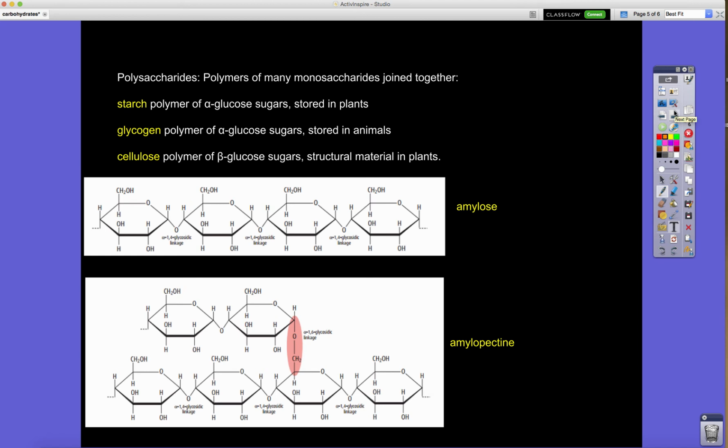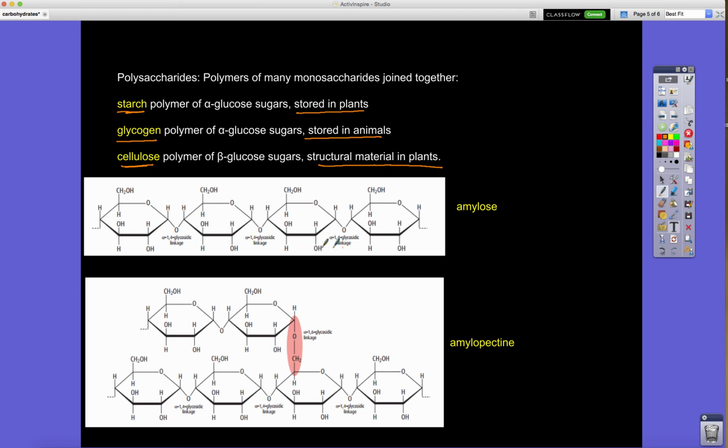A few of them that we should know: starch, for example, is the stored energy in plants. The counterpart of that, glycogen, is the stored sugar in animals, in us. And cellulose, for example, is the structural material in plants. Now, two examples of that.